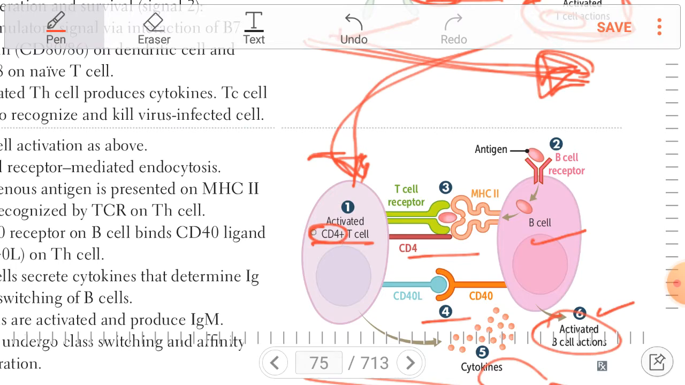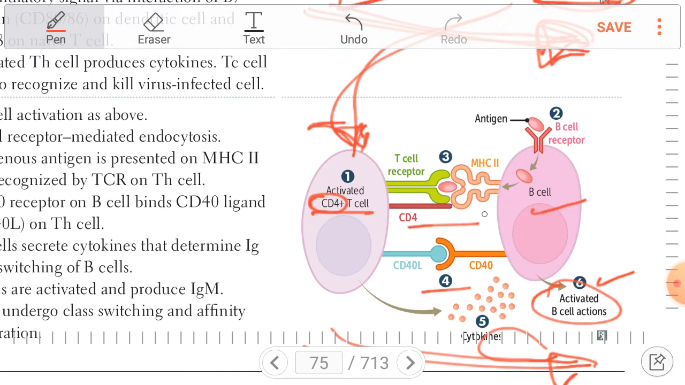But here it's a CD4. Why? Because it's a CD4 T helper, so it will help B cell activation. So here we have two signals.